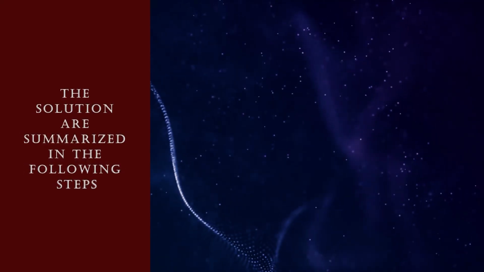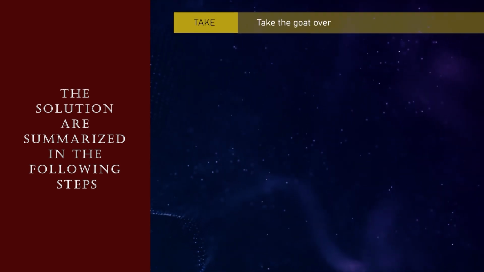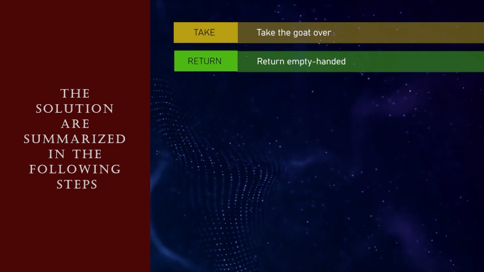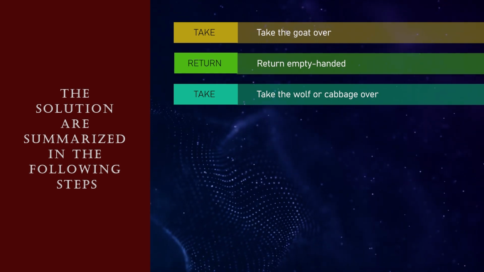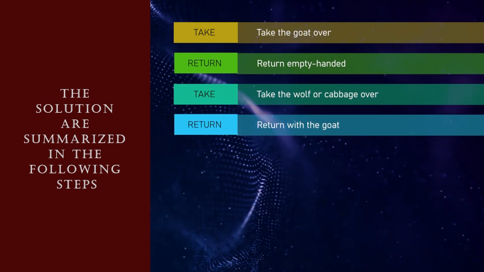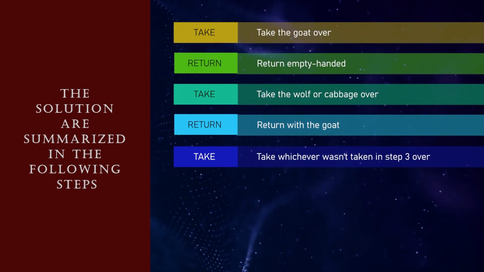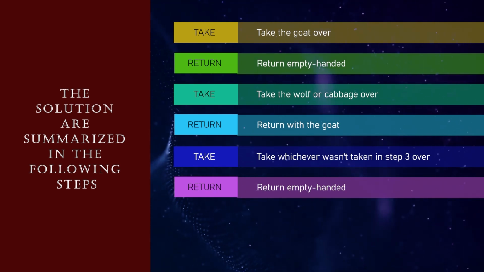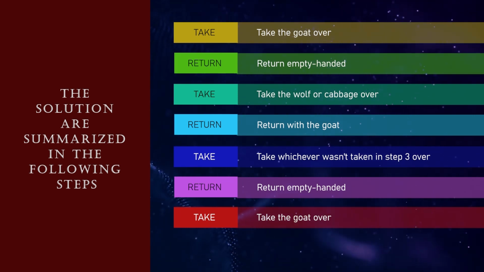Here are the actions in the solution, summarized in the following steps. First, take the goat over. Second, return empty handed. Third, take the wolf or cabbage over. Fourth, return with the goat. Fifth, take whichever wasn't taken in step 3 over. Step 6, return empty handed. Step 7, take the goat over. There are 7 crossings, 4 forward and 3 backward.